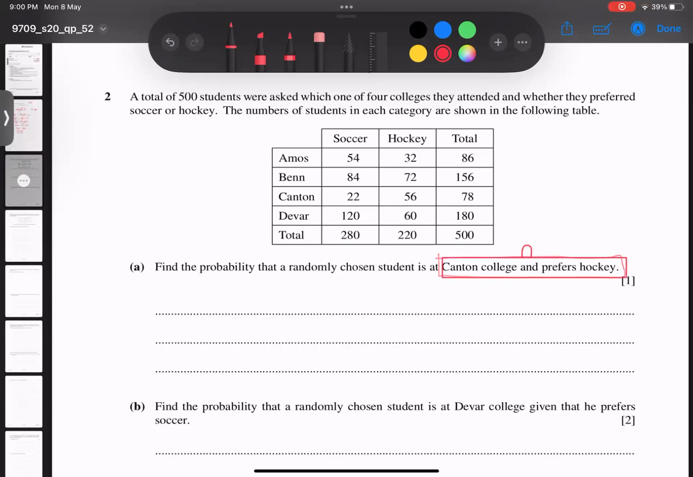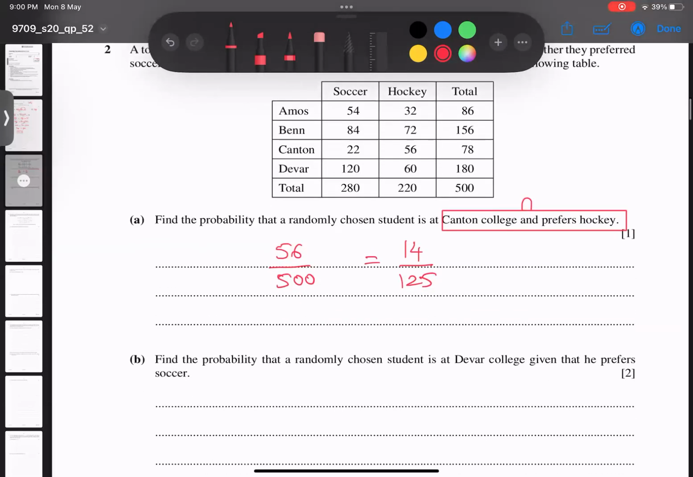So let's see. Canton is here and prefers hockey, so the number is 56, where they cross here. So 56 is our concern, divided by the total 500. If you simplify, it becomes 14 over 125. Alhamdulillah, it is clear.